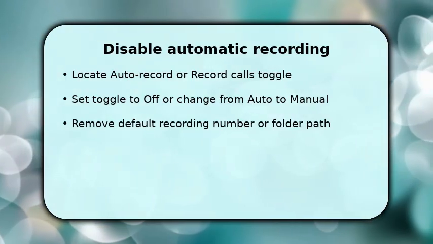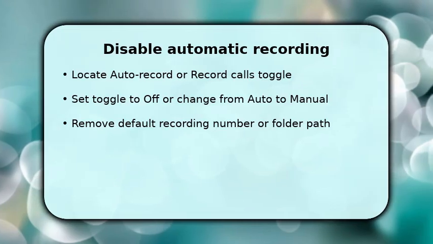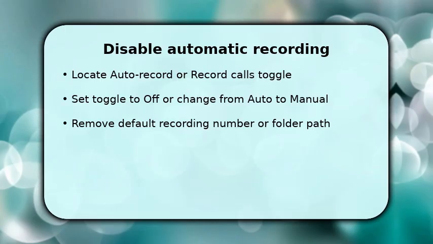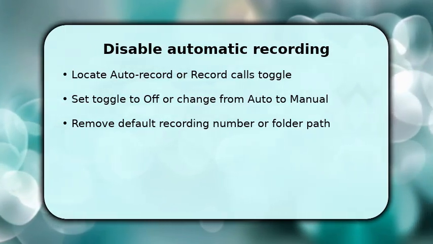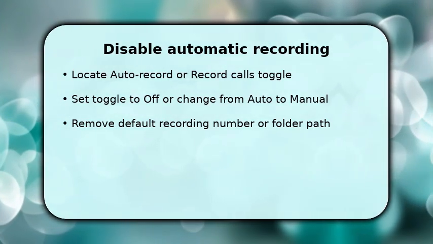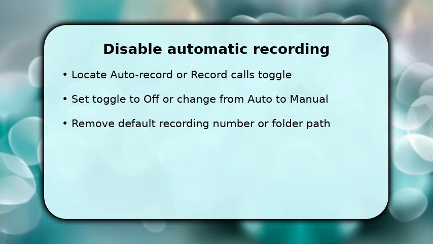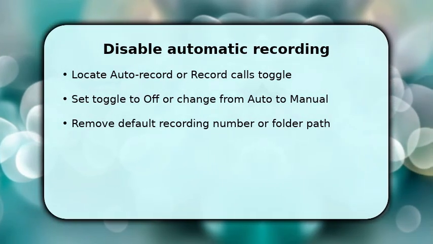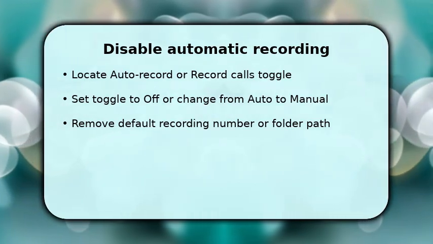Next, locate the auto record or record calls toggle inside the call recorder menu. Some phones label it differently, so scan submenus. Once you find it, set the toggle to off or change mode from auto to manual. This stops the phone from saving every call. Make sure to clear any default recording number or folder path so new calls have nowhere to save. Once done, exit Settings and place a test call to confirm the phone no longer creates files automatically.